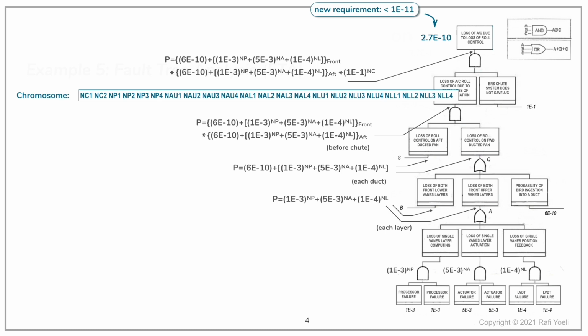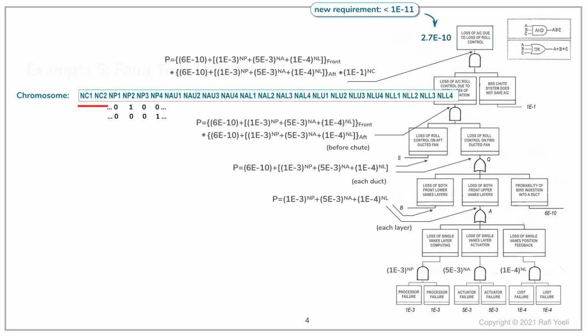To explain what we see, let's look for example at the level of redundancy of processors, NP1, NP2, NP3, and NP4. These 4 choices would look like 0100 if the genetic algorithm decides to stay with NP2, which we currently have, for double redundancy, and 0001 if the genetic algorithm decides to pick NP4, meaning quadruple redundancy for processors.